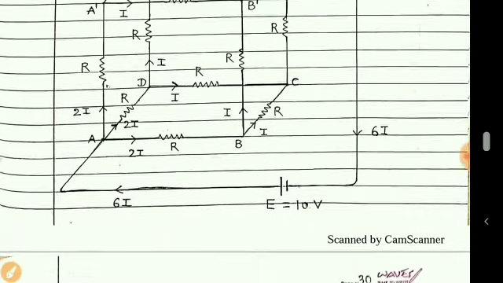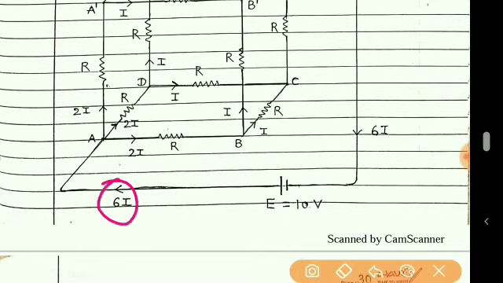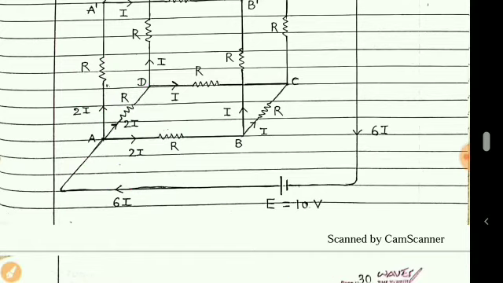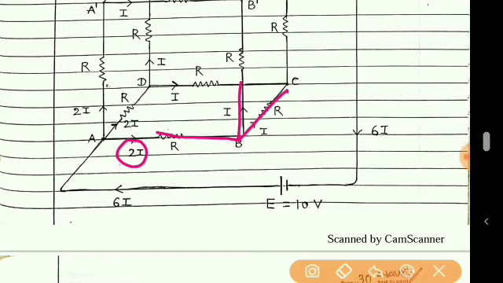So if we take the current 6I, then that will divide along these branches, and in each branch the current will be 2I, and when this current, that is 2I, again divides along the 2 branches, we can take that as I. And so there is no need to deal with the fractions if we take 6I. Otherwise there will be fractional currents moving in the branches.